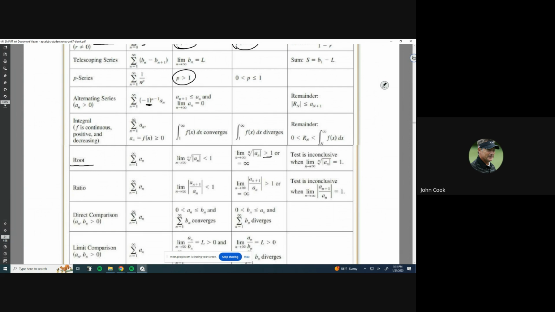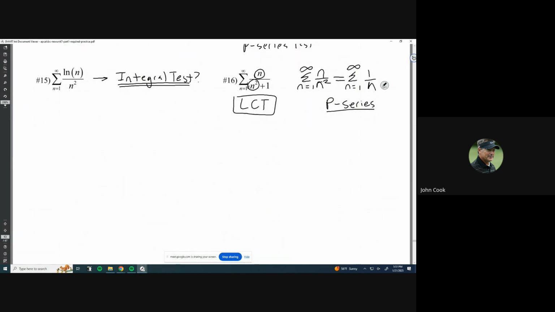So integral test, as long as the function is continuous, positive and decreasing, we can use the integral test. What we do is basically we turn the sequence into a function and then take the improper integral, and if it converges, then the series converges. If it diverges, then the series diverges. So that's what we need to work with here. Let's go through the checklist, make sure that everything is working out for our function first.